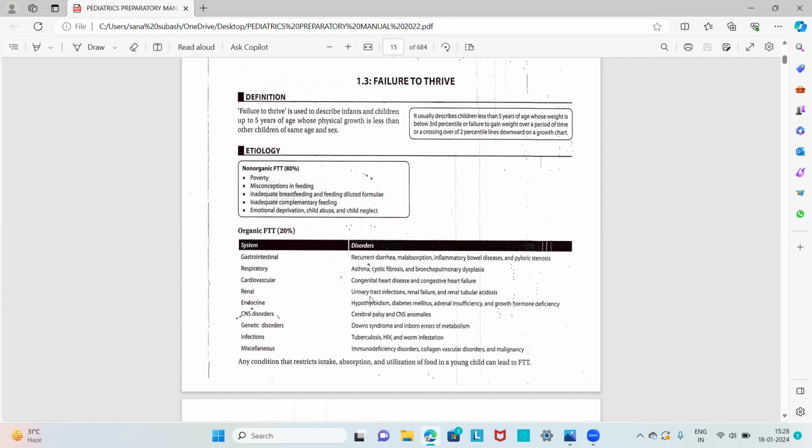In the renal system, we have urinary tract infections, renal failure, and renal tubular acidosis. In the endocrine, hypothyroidism, diabetes mellitus, adrenal insufficiency, and growth hormone deficiency. In the CNS disorders, cerebral palsy and CNS anomalies; the genetic disorders, Down syndrome, and inborn errors of metabolism; infections, tuberculosis, HIV, and worm infestation; and miscellaneous diseases like immunodeficiency disorders, collagen vascular disorders, and malignancy. These are the system-wise classification of the organic causes for the failure to thrive in the child, which contribute only up to 20%.